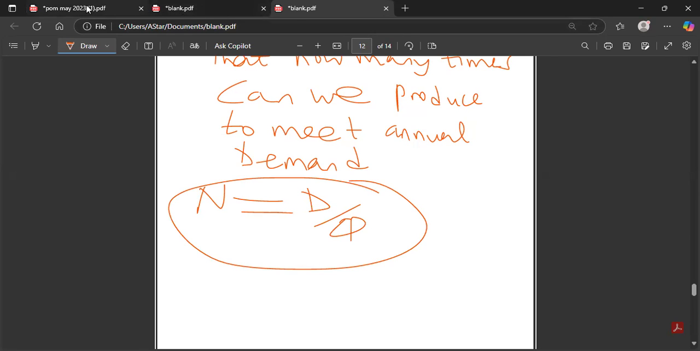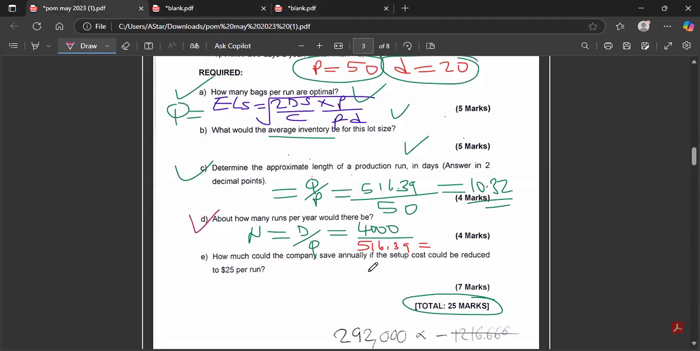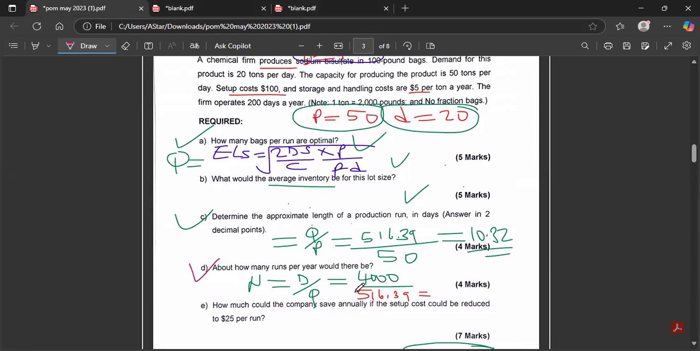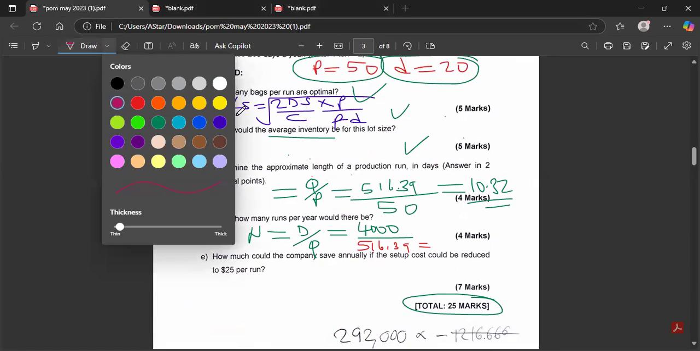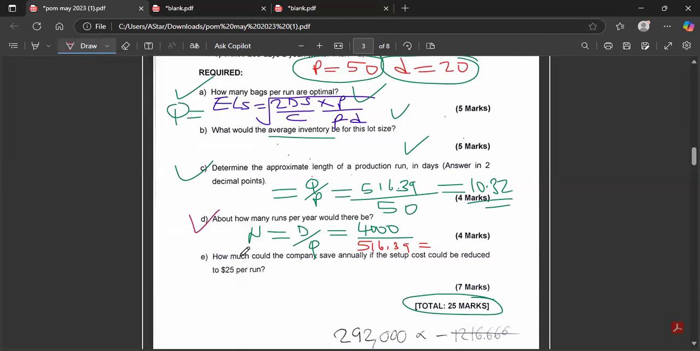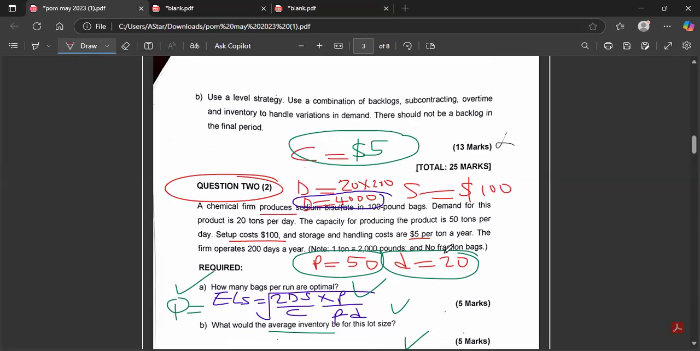Okay, thank you very much for understanding. So here they are telling us how much... we have answered all these questions up to here. Then the other question says: how much could the company save annually if the setup cost could be reduced to 25? So first and foremost, the setup cost was 100 initially.